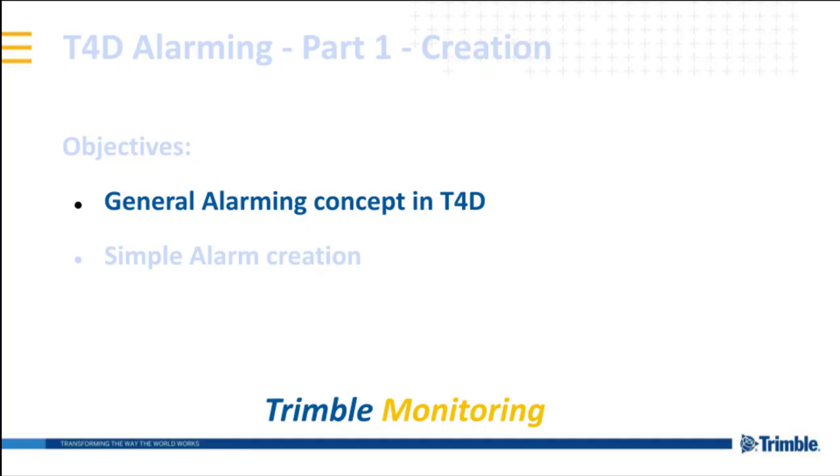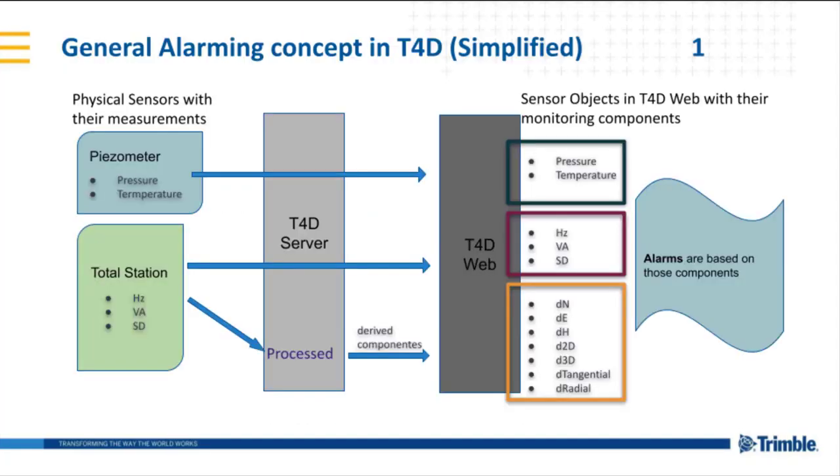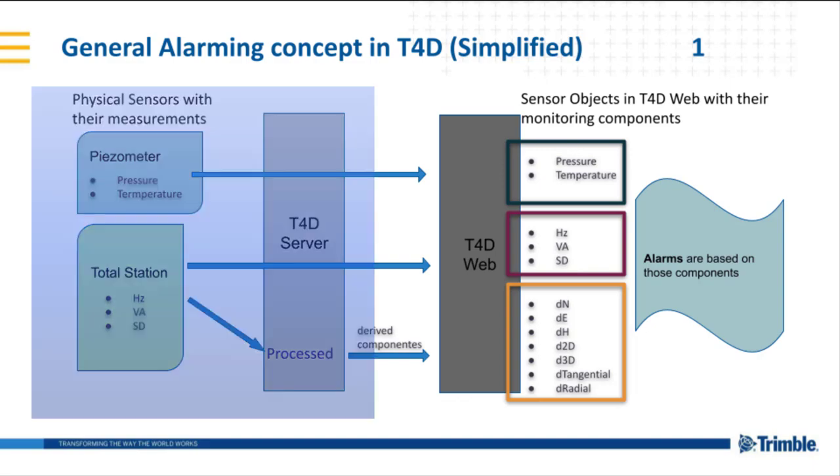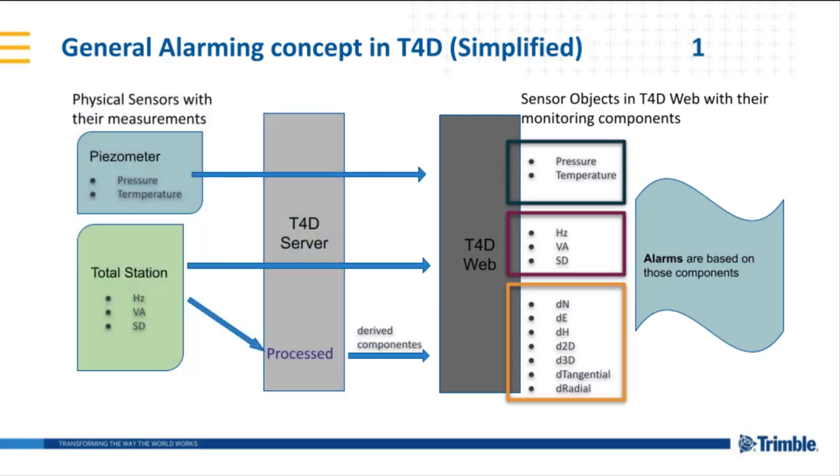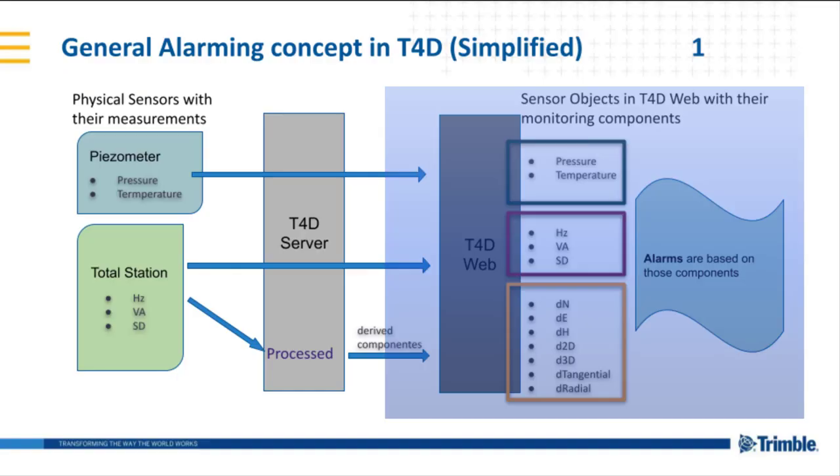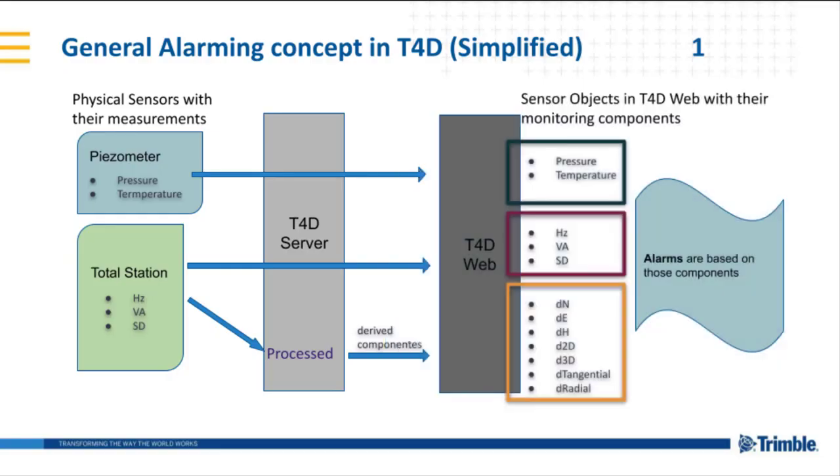Alarms are based on the sensor components. To get a full picture, I need to spend a few words on the sensor definition. In T4D server, we have sensors as a software component which represents the physical sensor, and they are used to manage the data acquisition and processing. In T4D web, the sensor is a software component used to manage the visualization, alarming, and reporter mapping. A sensor can have multiple components, and the user is allowed to put each of them into monitoring focus.